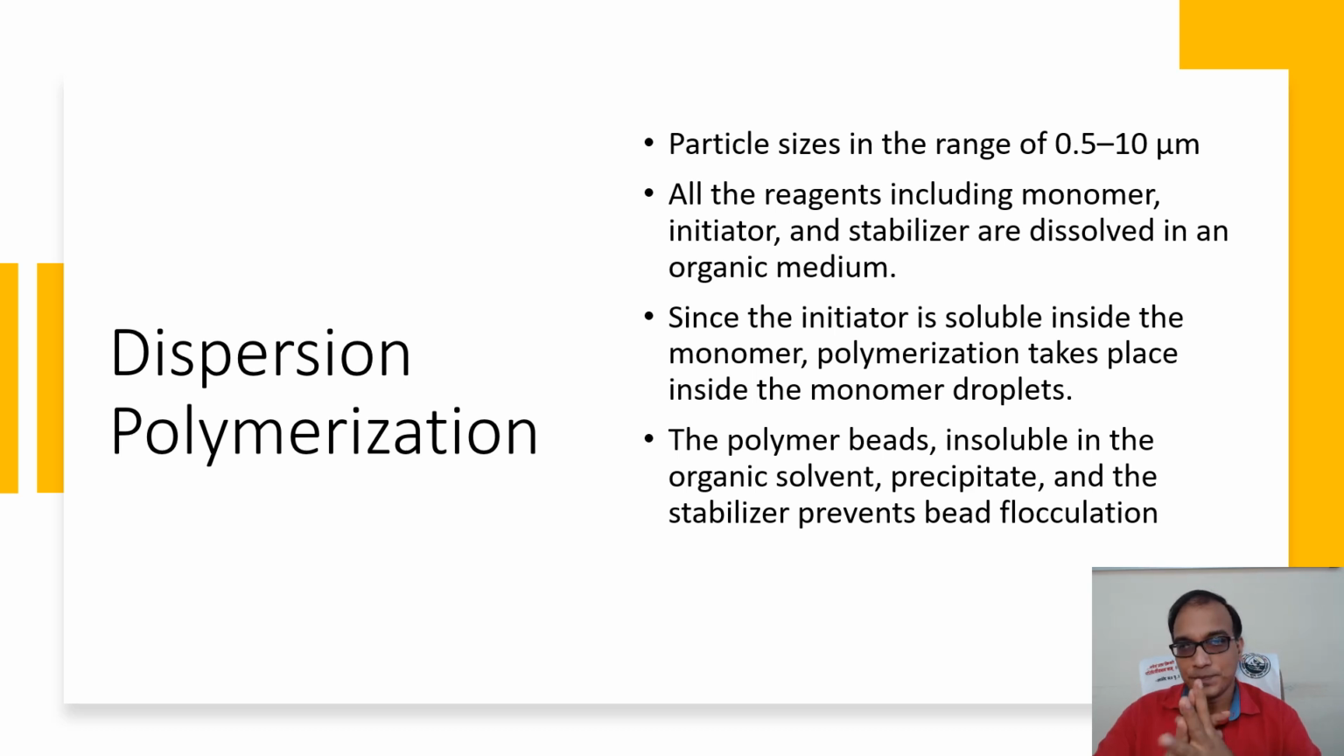Dispersion polymerization. The particle size we obtain with this method is in the range of 0.5 to 10 micron. All of the reagents, including monomer, initiator, and stabilizer, are dissolved in an organic medium. Since the initiator is soluble inside the monomer, polymerization takes place inside the monomer droplets. The polymer beads, insoluble in the organic solvent, precipitate, and the stabilizer prevents the bead flocculation. So this is the dispersion polymerization.